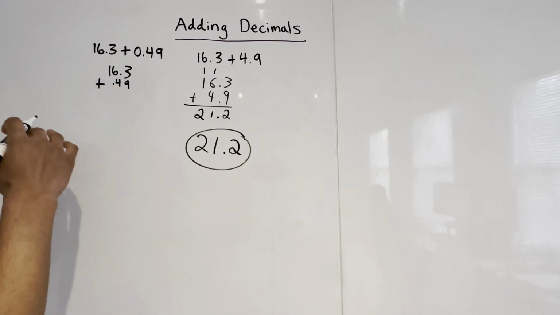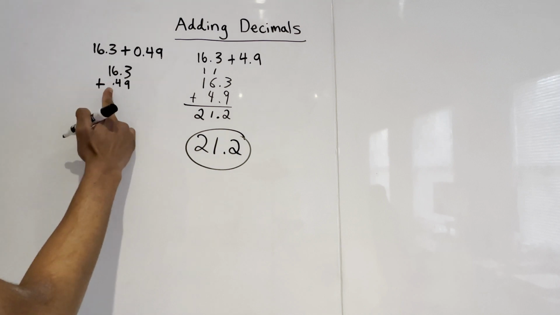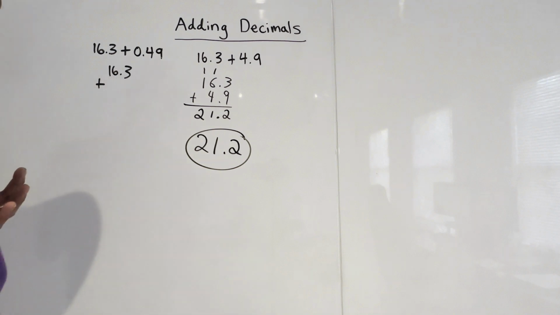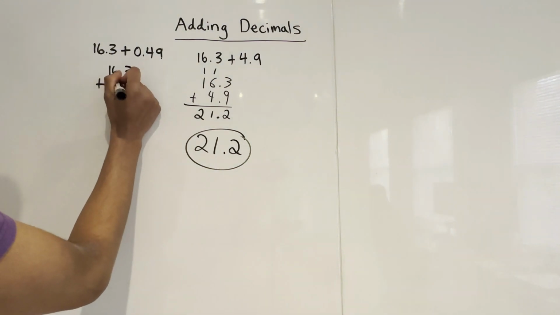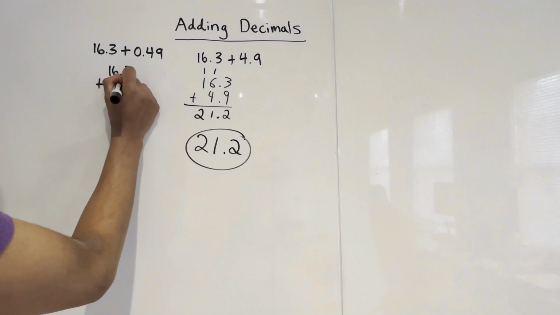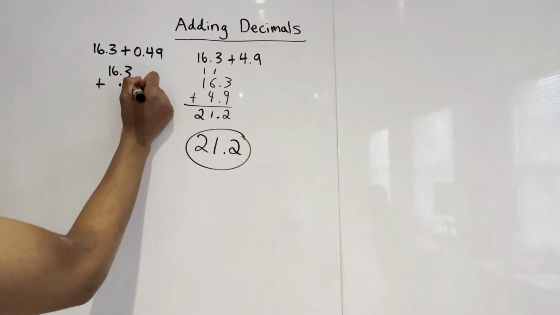And remember, whenever you're adding decimals, you always want to make sure that the decimal points are aligned. So the point's actually going to be right below the other point for the 16.3. So it's going to be like this. And the 3 and 4 actually have to be aligned. And then we just write the 9 over here.